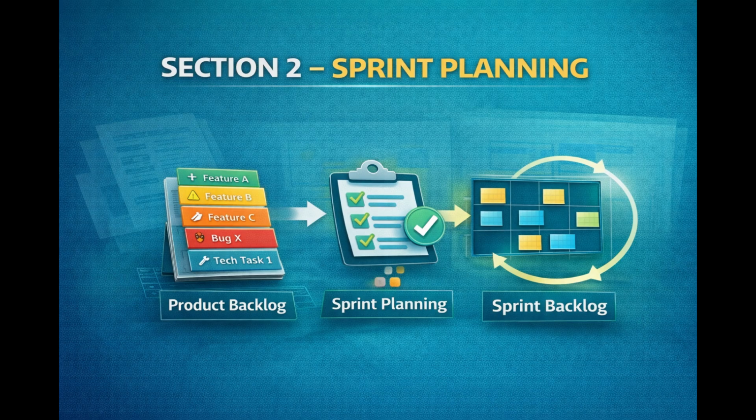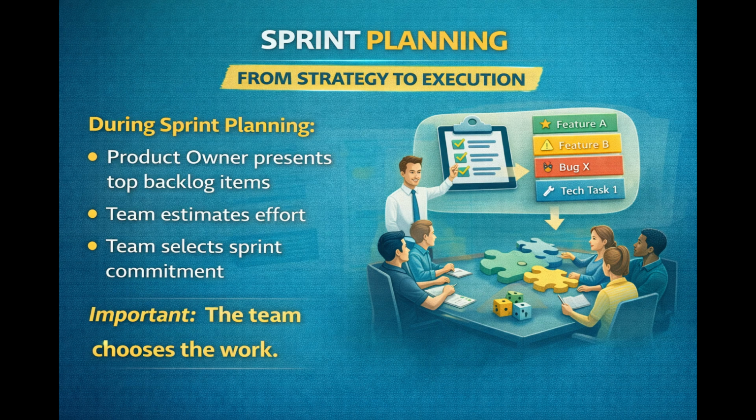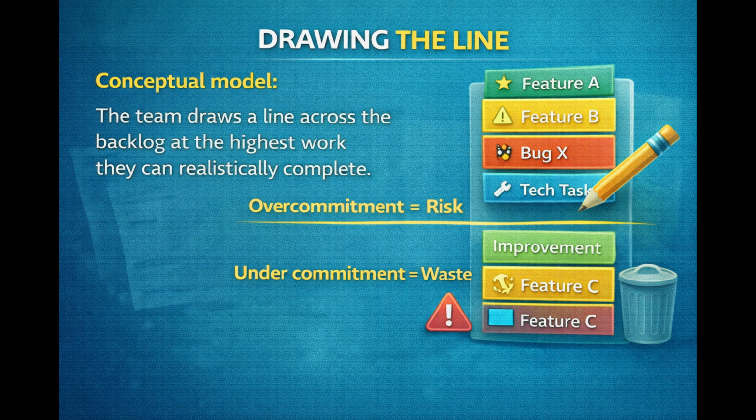Section 2. Sprint planning. Now we move from strategy to execution. During sprint planning, the product owner presents the top prioritized items. The team then decides, what can we complete this sprint? Important principle. The team chooses the work, not management, not stakeholders, not executives. Why? Because the team is accountable for delivery. Ownership creates commitment.